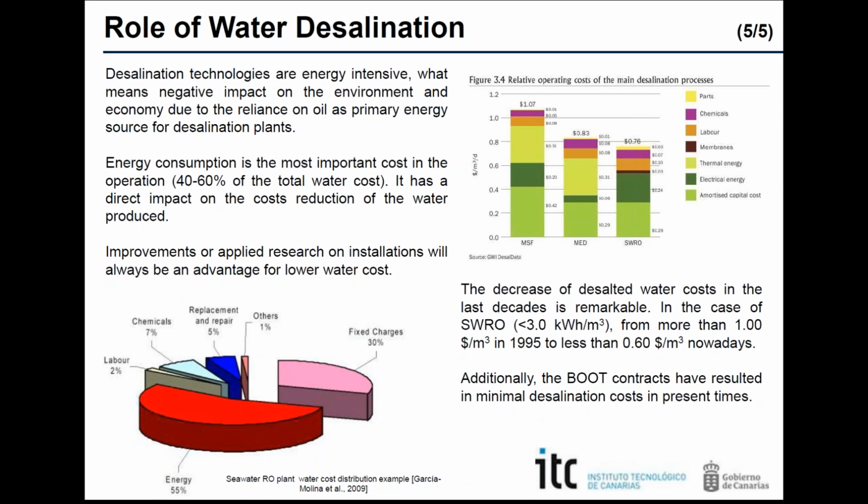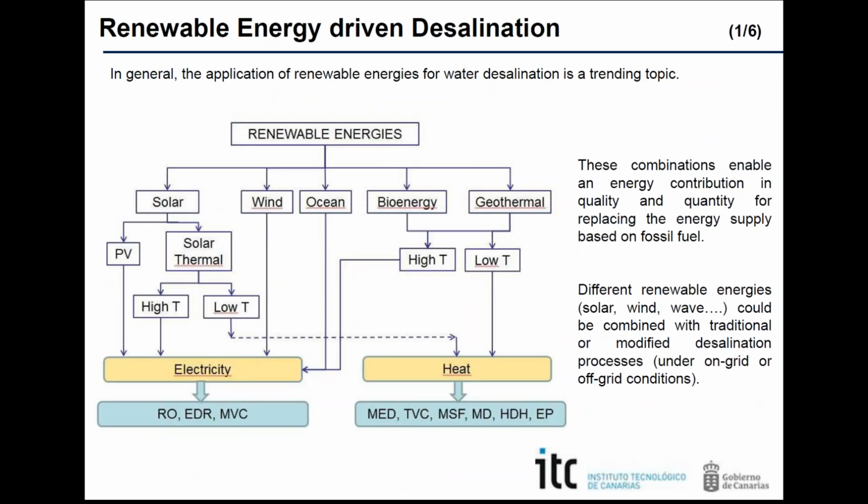So there are different technologies. The basic categories are those that are driven by thermal processes and those that are driven by membrane processes. You see on this table all the energy forms that power the different desalination technologies. They can be mechanical, thermal, electrical, or a combination of these three forms.